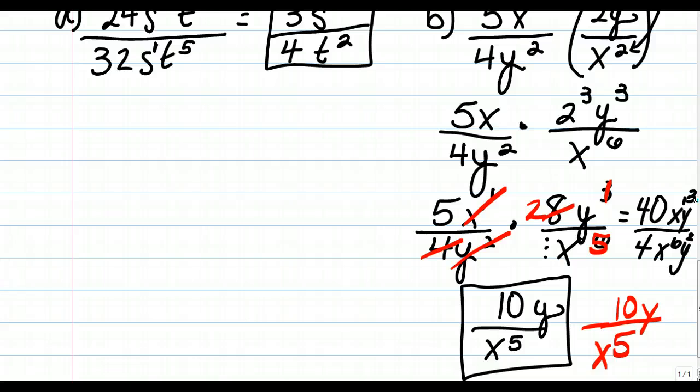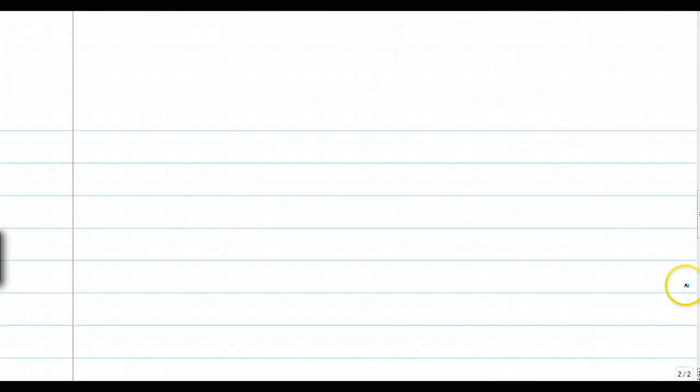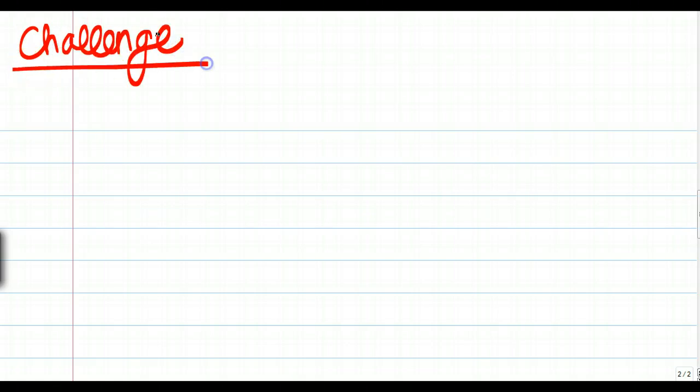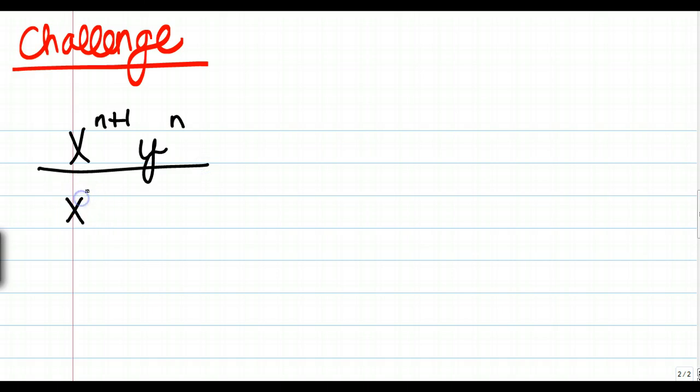The last question we're going to do is a challenge question. Let's see if you can understand this one here. Usually I let my students try this on their own to see if they really get the concepts of the exponents, because it has all the rules combined. So if you want to try it first, that might be a good idea.